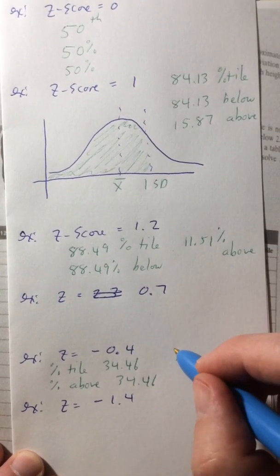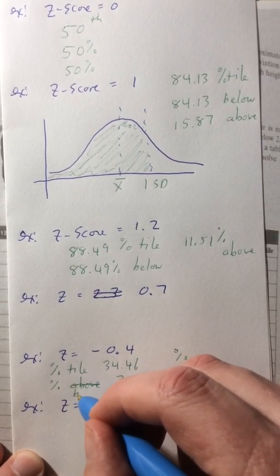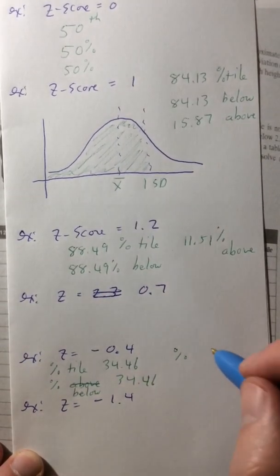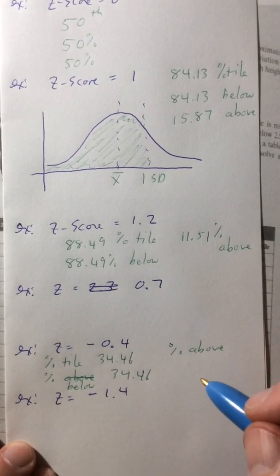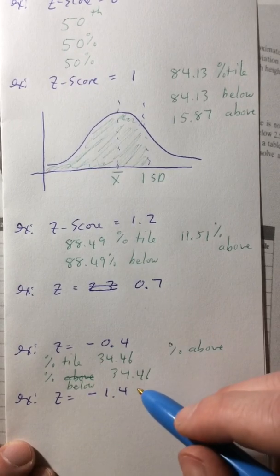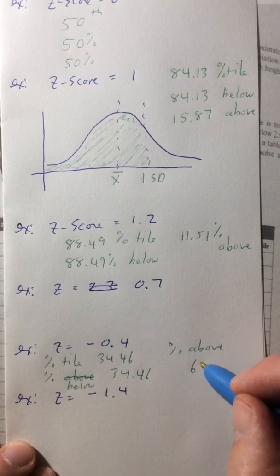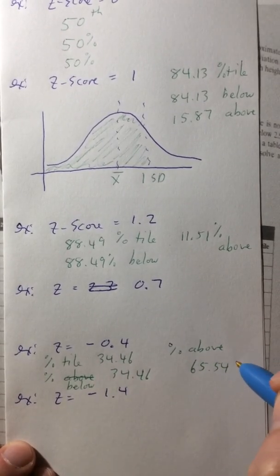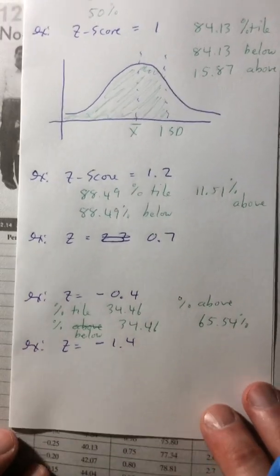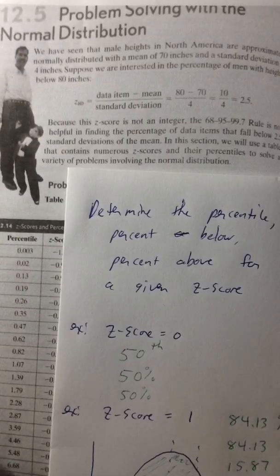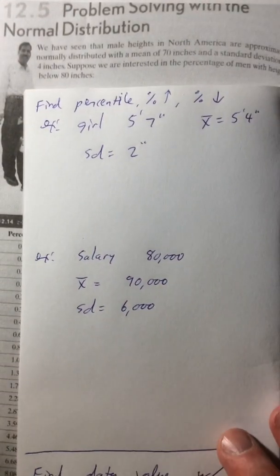And the percent above, just subtract that from 100, and we have 65.54, I think. 65.54% is above. Again, just using the table and finding percent from the table. Okay, all right, so now let's put this in context.